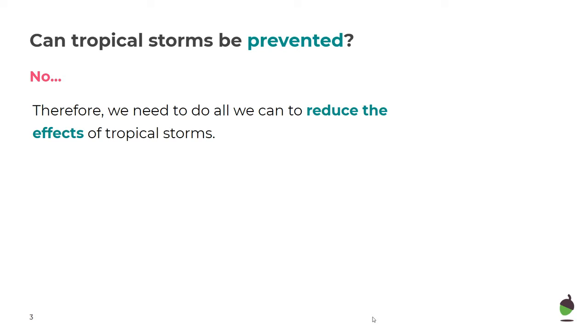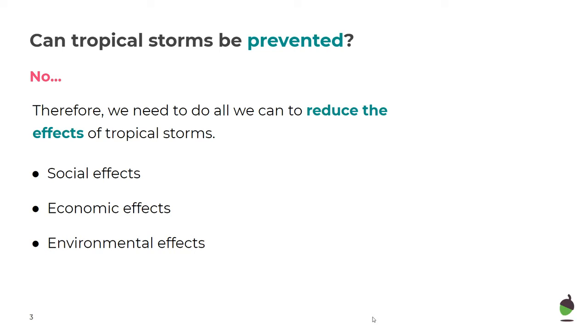So if we can't prevent a tropical storm from occurring, what can we do to try and minimise the amount of damage and the impact that it may have on people and the environment? So we know that tropical storms have lots of effects. Social effects that affect people and their lives, economic effects which affect the wealth of the area, and also environmental effects that influence the ecology and the landscape of the area.